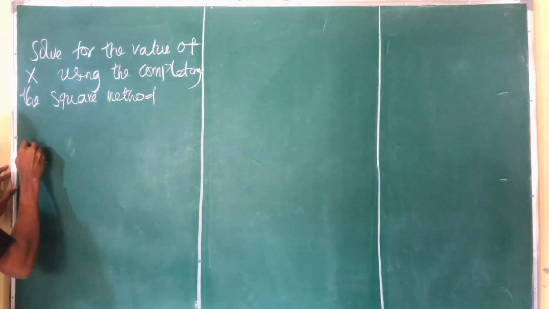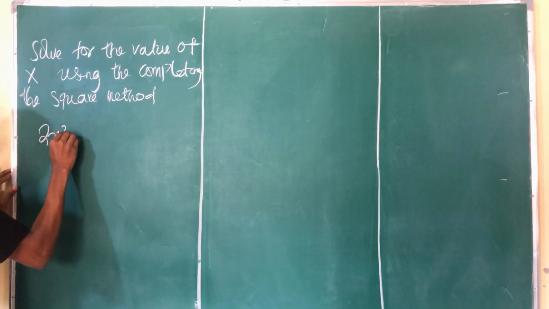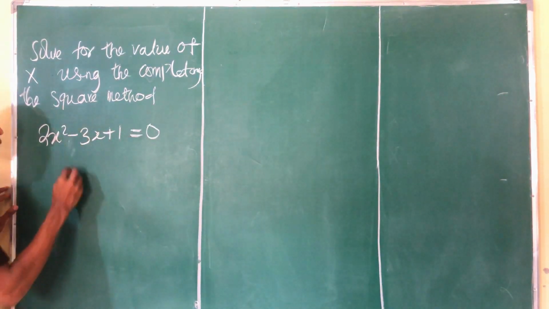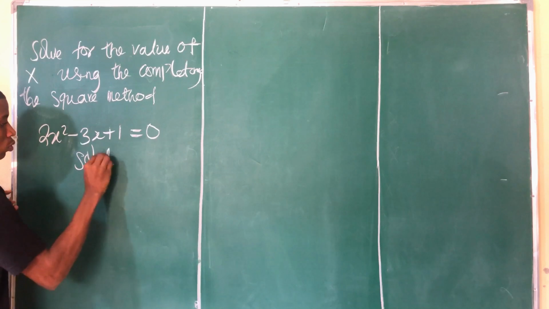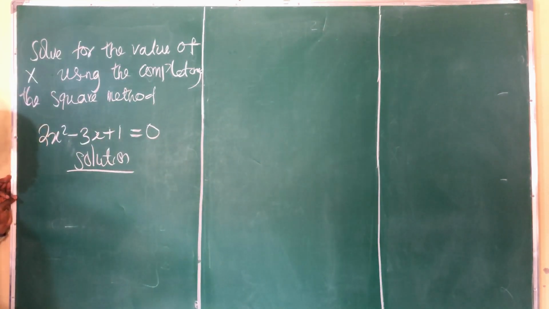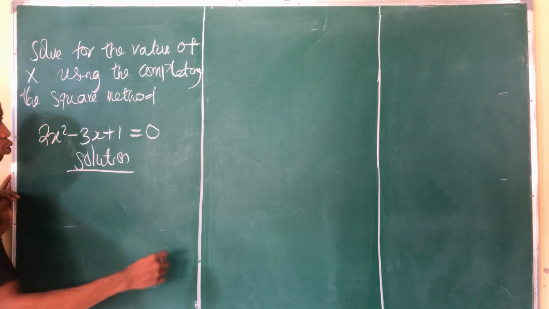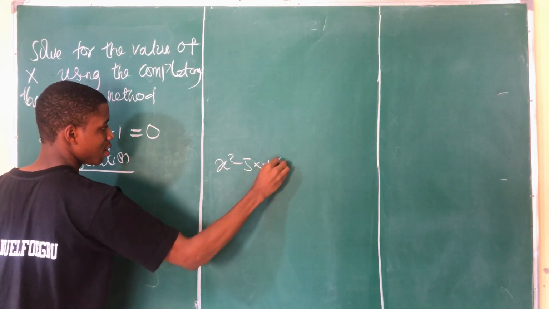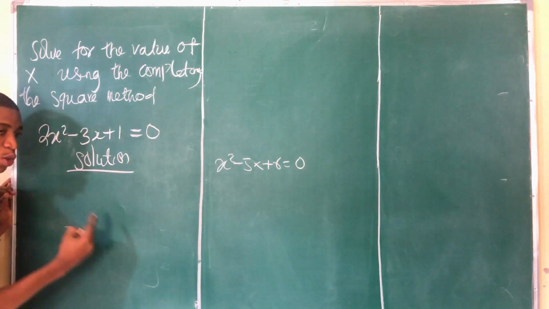And of course, we are given an equation of 2x² − 3x + 1 = 0. We have a solution. Now it's very important to take note. The first question we solved was x² − 5x + 6 = 0, that's what we solved earlier.